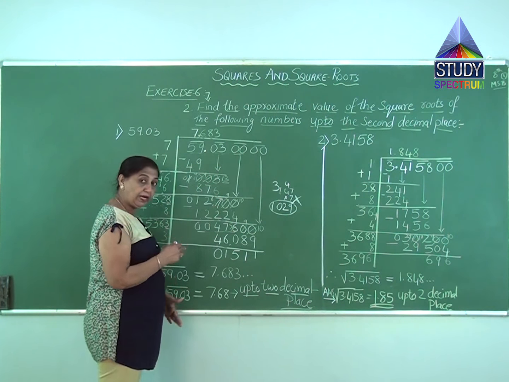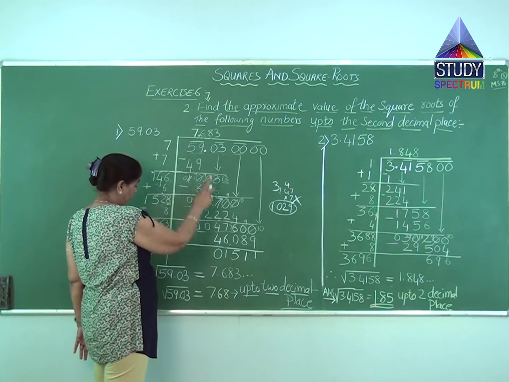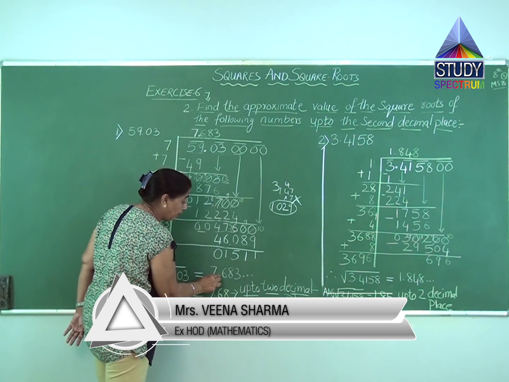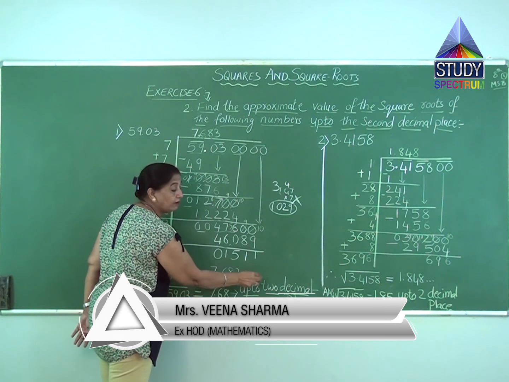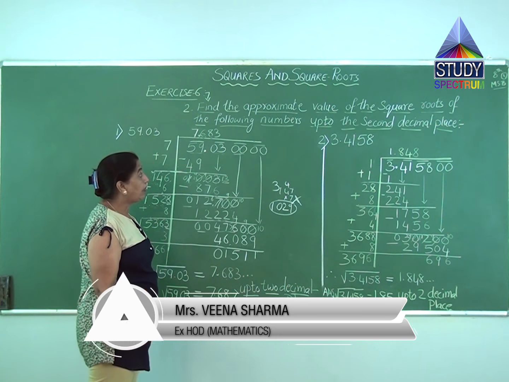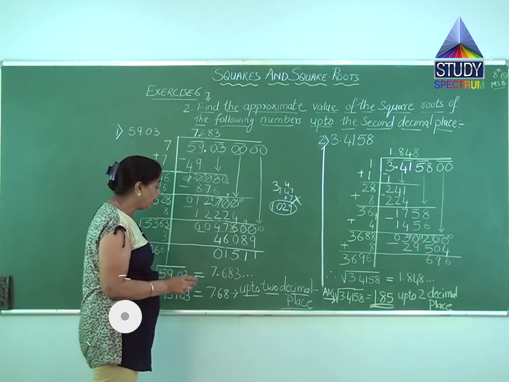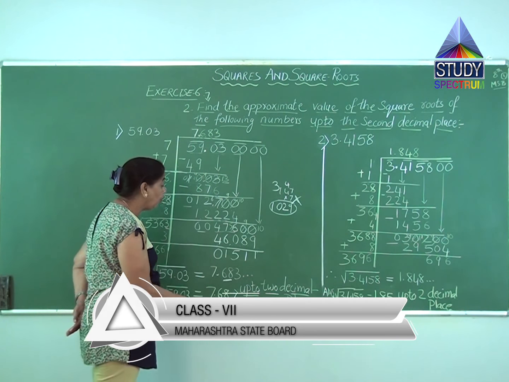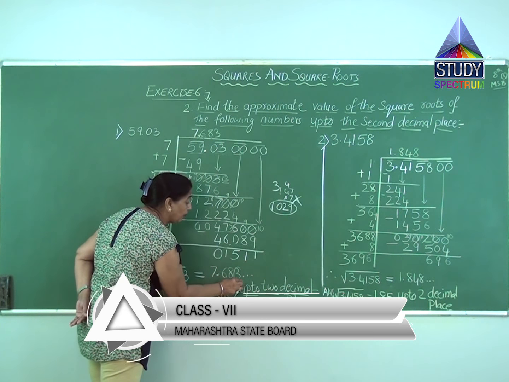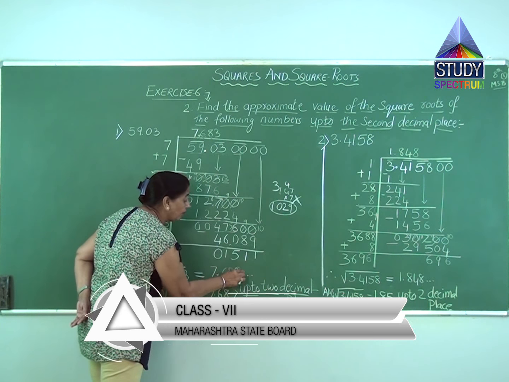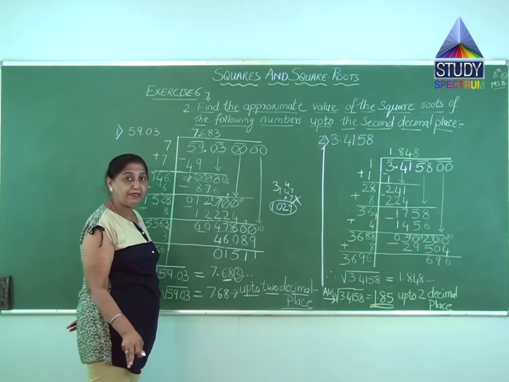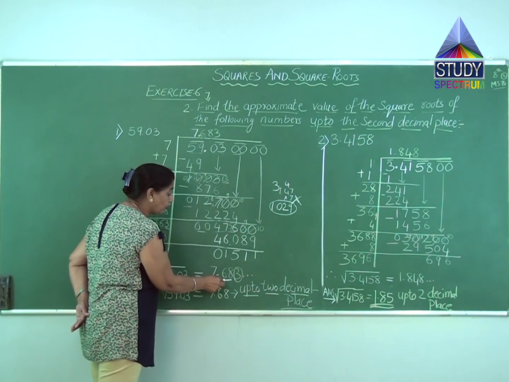So what is the answer here? The root of this, that is root of 59.03 is 7.683 and then it will continue. But we have to find up to the second decimal place, that is up to here. So what you have to do? You have to pay attention to the third number. If the third number is 5 or more than 5, then you will add 1 to here. If it is less than 5, you will drop that number and this is the approximate value.